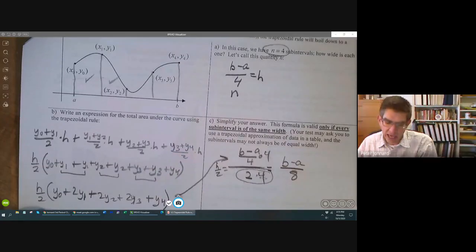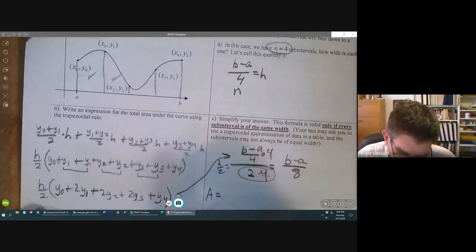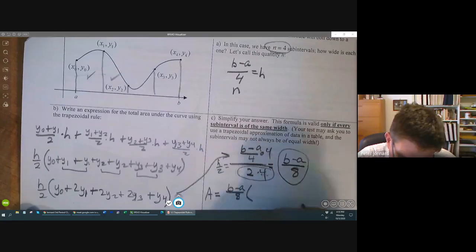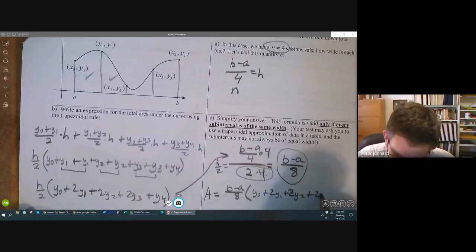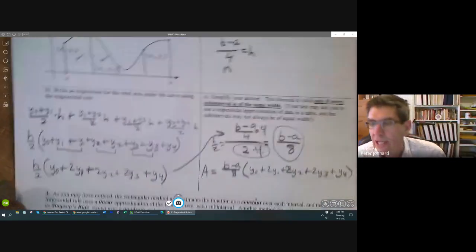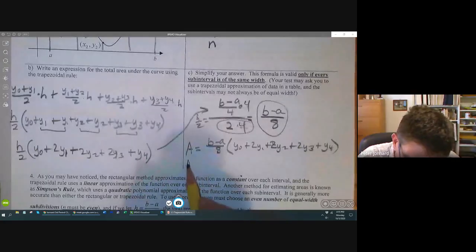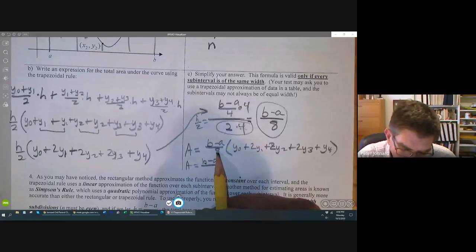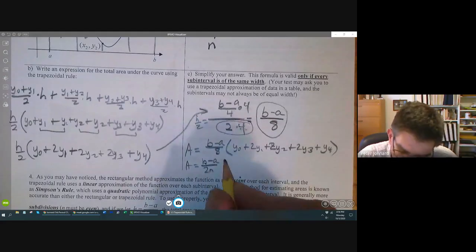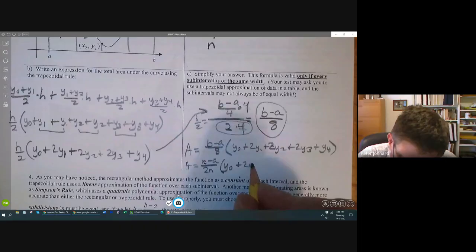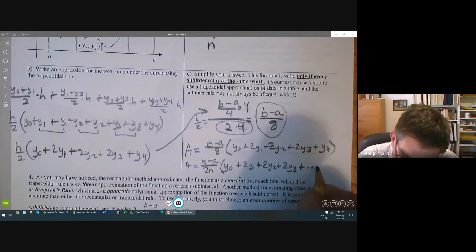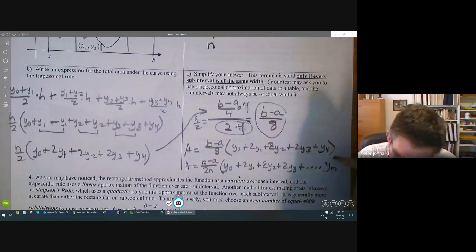And so I end up with the area of all the trapezoids, h over 2, boiled down to this: b minus a over 8 times y sub 0 plus 2y sub 1 plus 2y sub 2 plus 2y sub 3 plus y sub 4. If I want to generalize that, the area is equal to b minus a over 2n, since this is twice the number of subintervals, times y sub 0 plus 2y sub 1 plus 2y sub 2 plus 2y sub 3 plus dot dot dot plus y sub n.